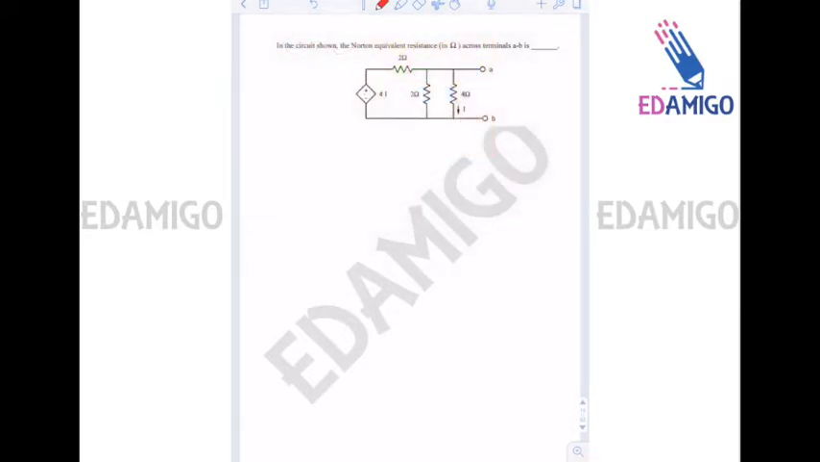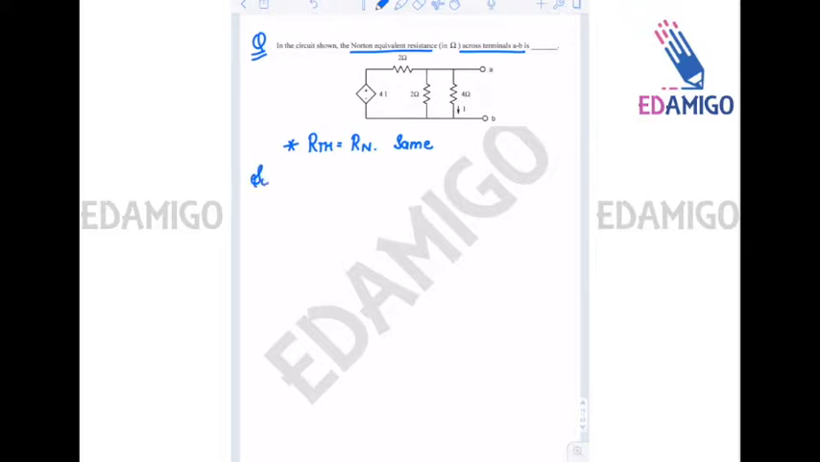So this is question number 1 of this part. We have to find the Norton equivalent resistance of the circuit across terminals A and B. Now since we know that Thevenin resistance and Norton resistance are the same, so RTH and RN are the same. So it doesn't matter by which method you are getting the answer.